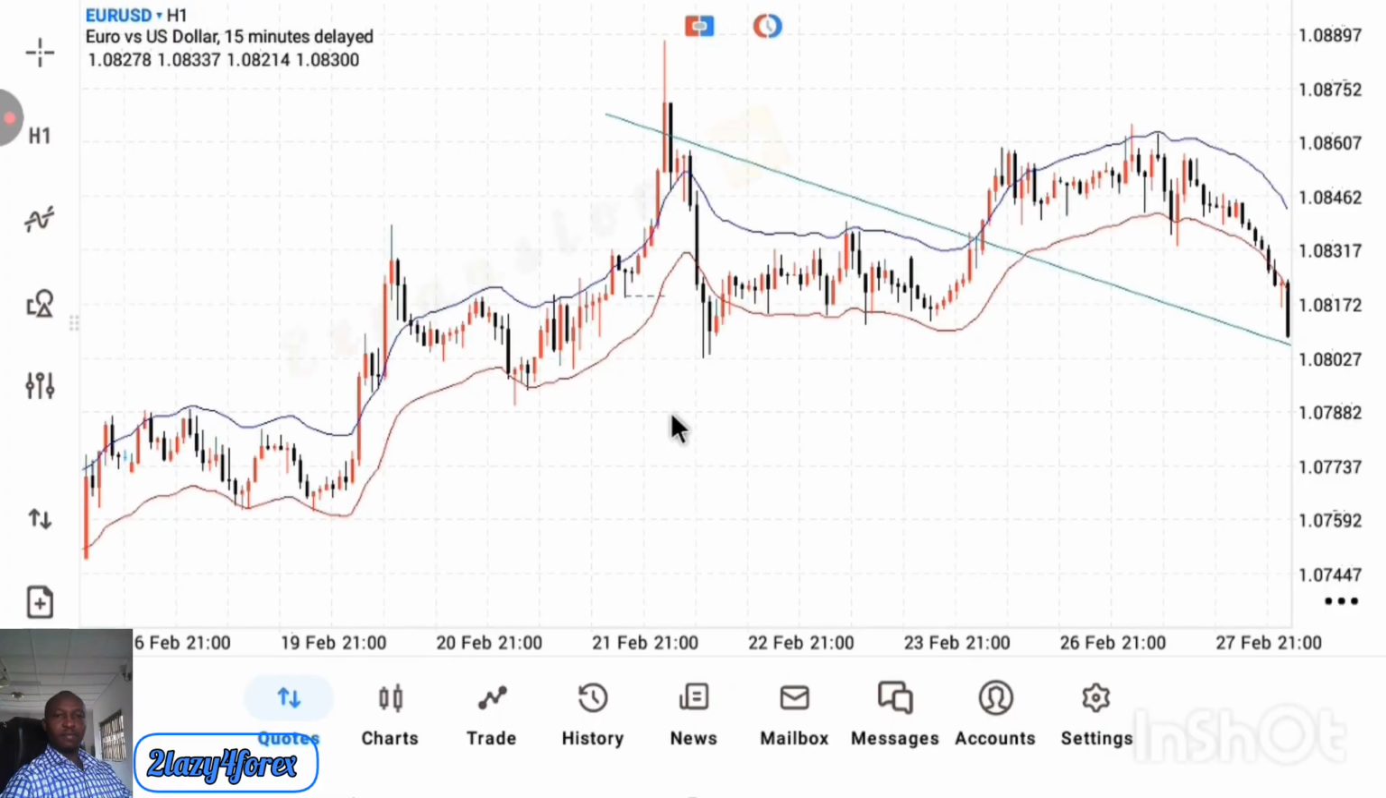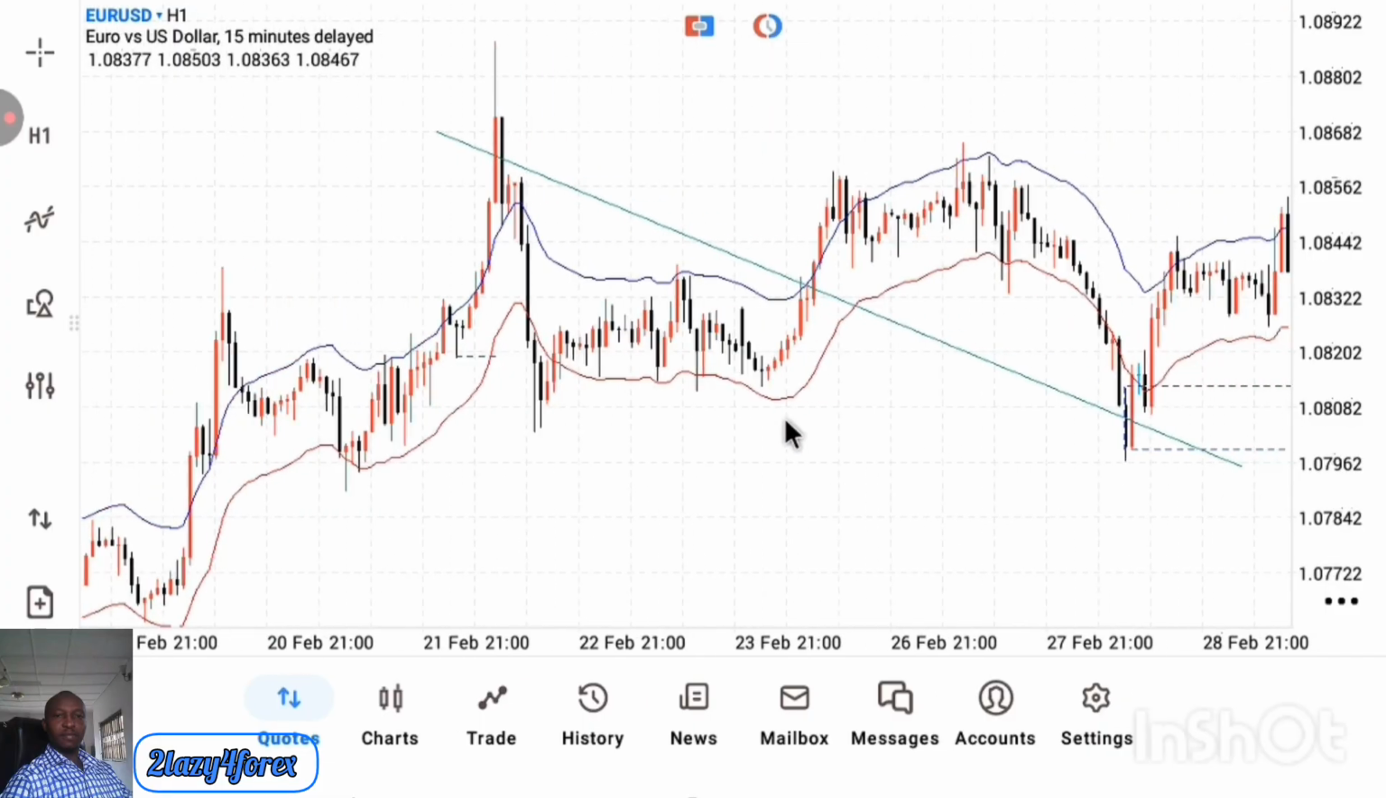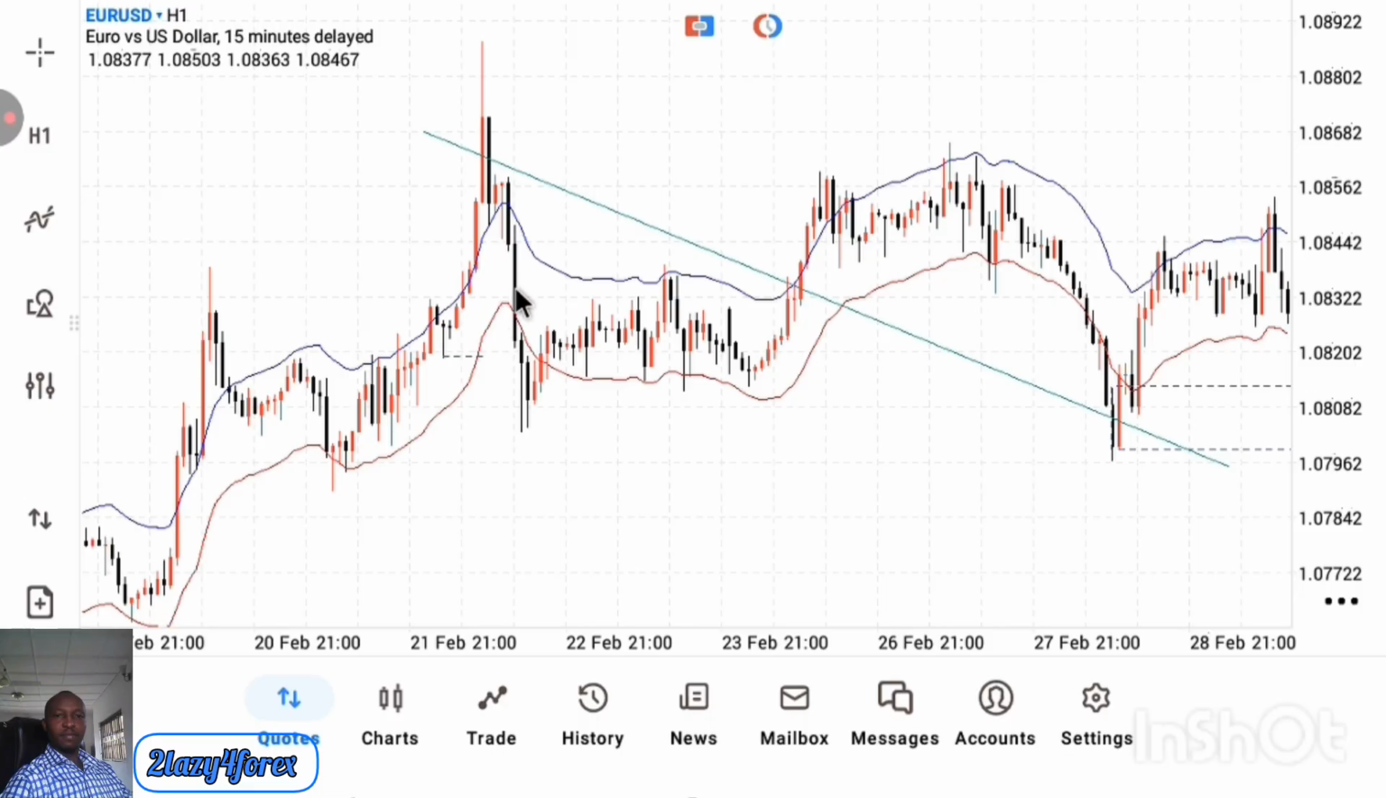To be in the pullback phase, I need a lower low close below the moving average. Yes, below the red moving average. So now I have a breakout. This completes the lower low. For some of us who are very familiar with what a lower low looks like, this is a lower low. So at this point, I have my lower low below the red line.